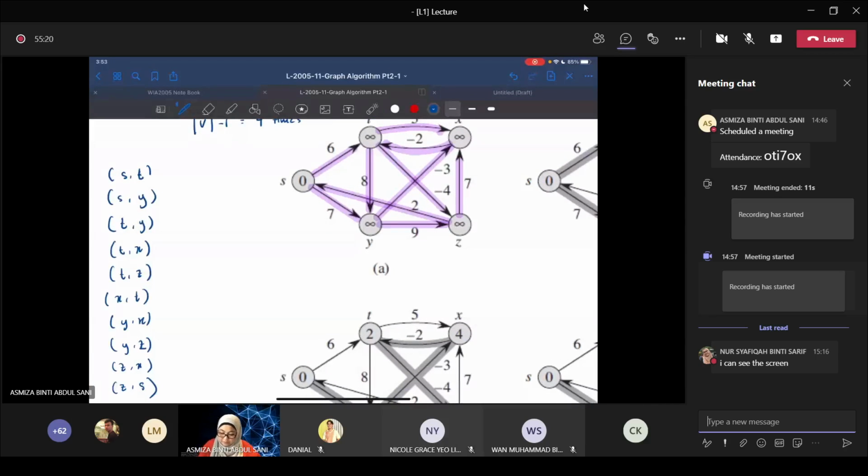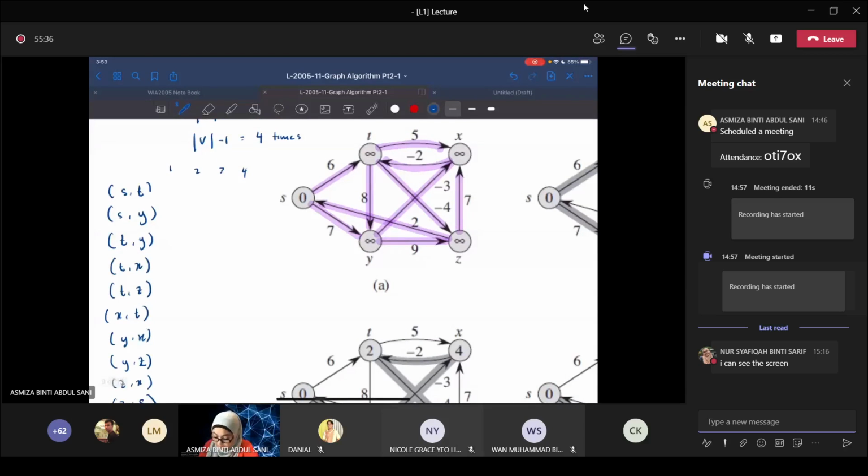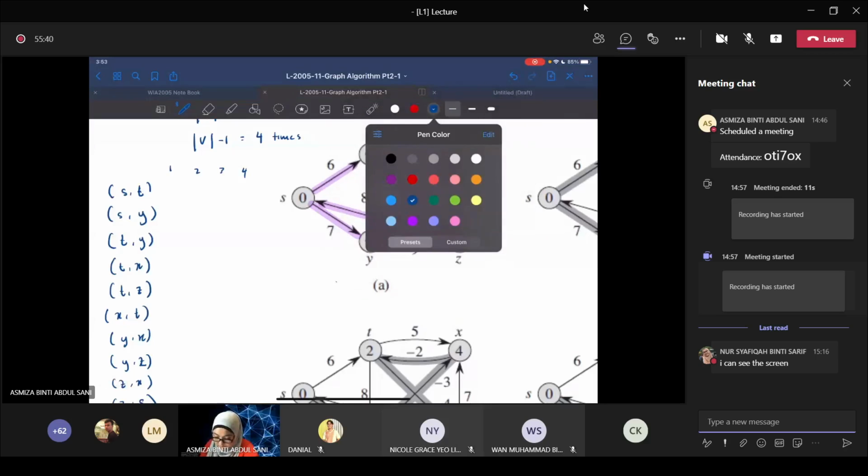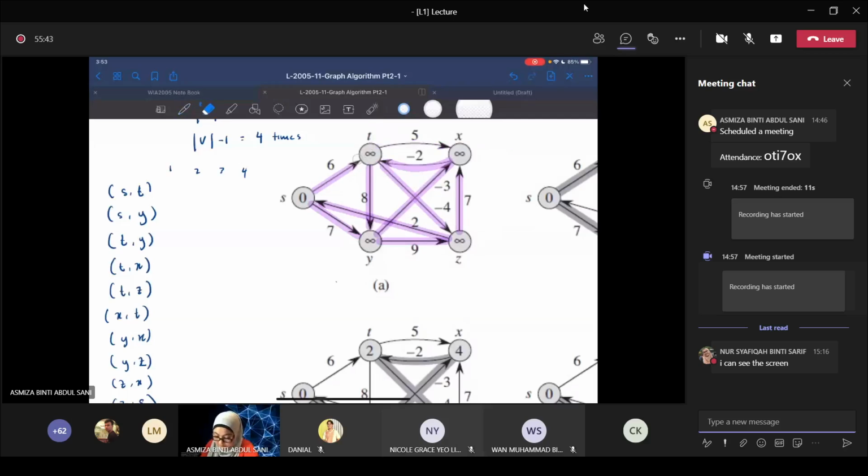We know that we're going to run the relaxation 4 times: 1, 2, 3, 4 times. Same as Dijkstra, we're going to do the edge relaxation. So for the first iteration, we can update this one to 6, this one to 7, and then we are going to choose T.